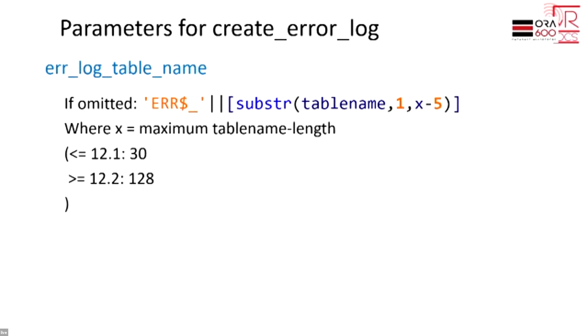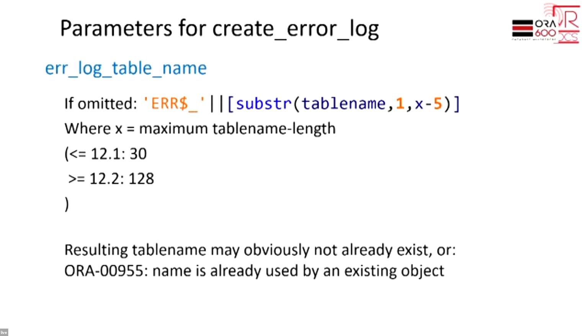The parameters, the log table name, you can give it a table name that you invent, can be anything. If you don't supply it, it will have a default name of error $_ and the original table name. And that's with a maximum length of a table name. So nowadays that would be 128. The table obviously cannot already exist. If it does, you run into an error.